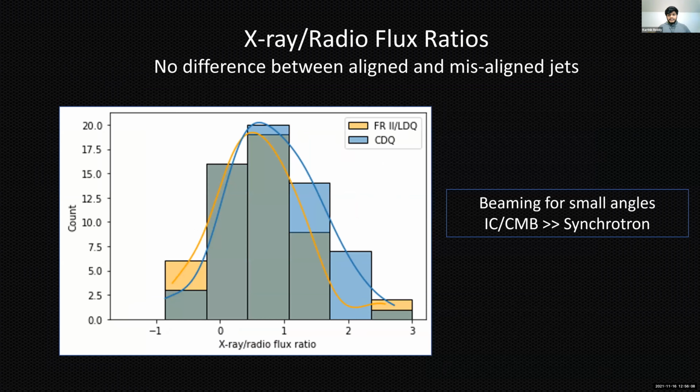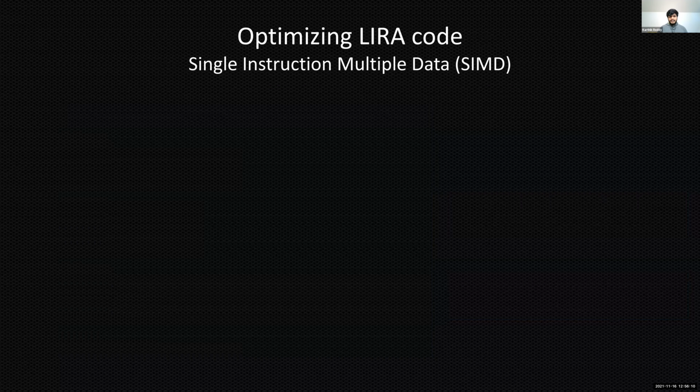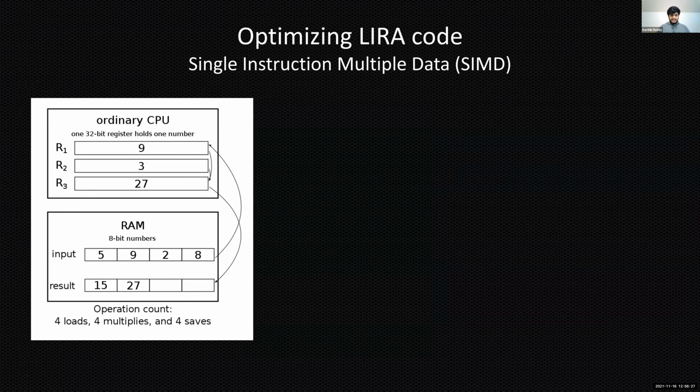So I also worked on optimizing the LIRA code using SIMD intrinsics. It's short for single instruction, multiple data. To give a brief overview of how this could speed things up: in a typical CPU operation, let's say we have 4 numbers and we want to triple them. The typical operation would be to copy number 1 into the CPU, copy number 2, copy number 3, multiply it, and store it back into the main memory.